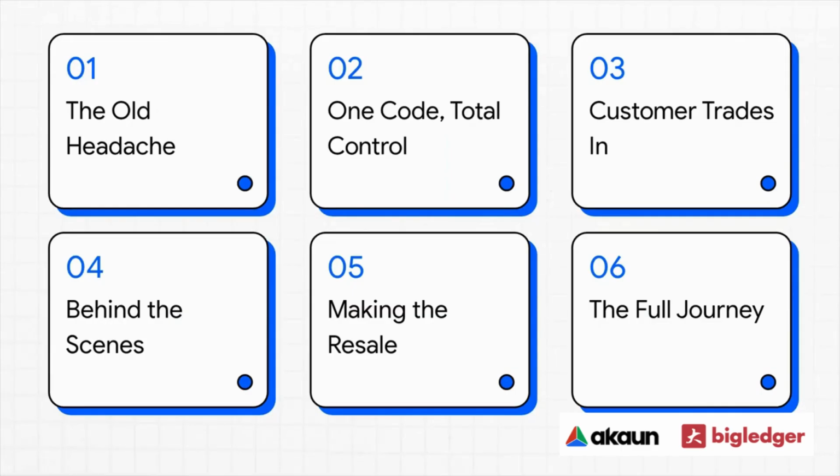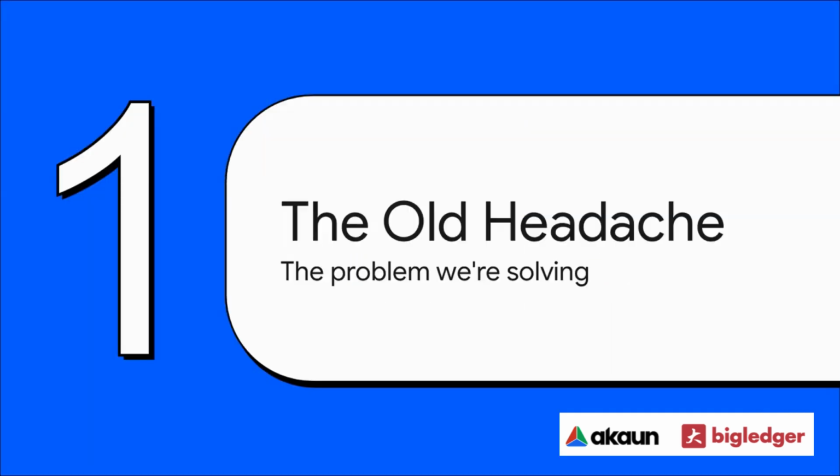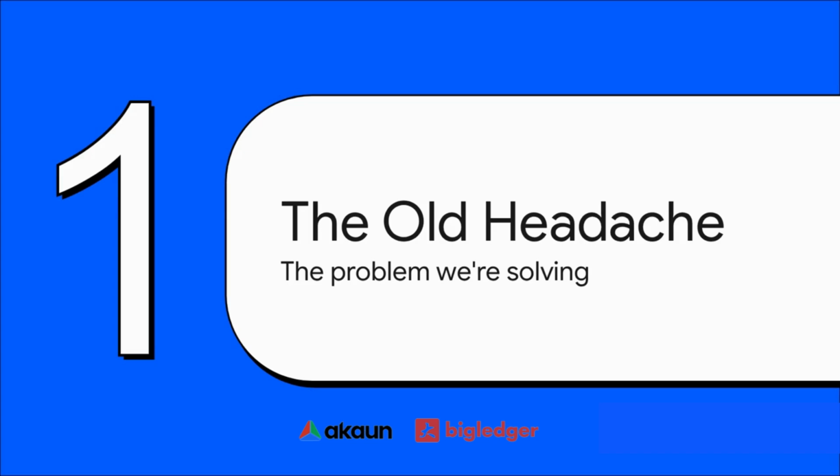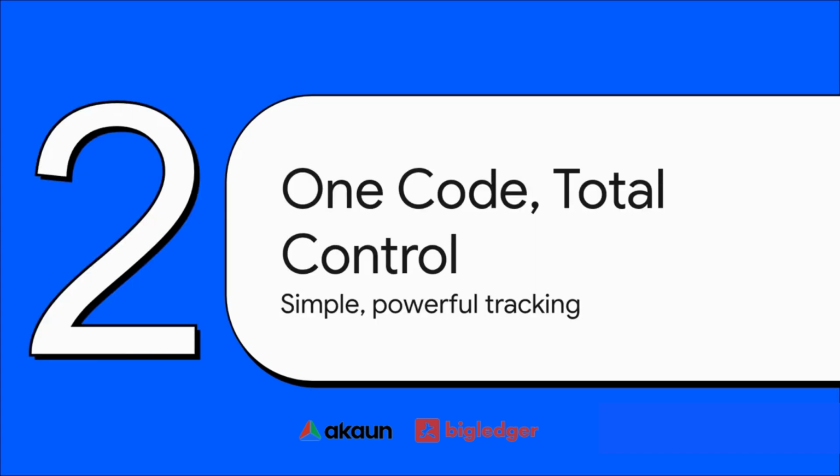So here's our game plan for today. We're going to start by really looking at that old headache. Then I'll introduce the amazing solution. After that, we're going to follow a single trade-in item on its entire adventure, from the moment a customer brings it in to the moment it walks out the door with someone new. All right, let's start with the problem we're all here to solve, that frustrating, time-consuming, old-school way of handling trade-ins. And now for the solution. It's all about this one simple idea. One code, total control. This is the little concept that is going to change everything for you.